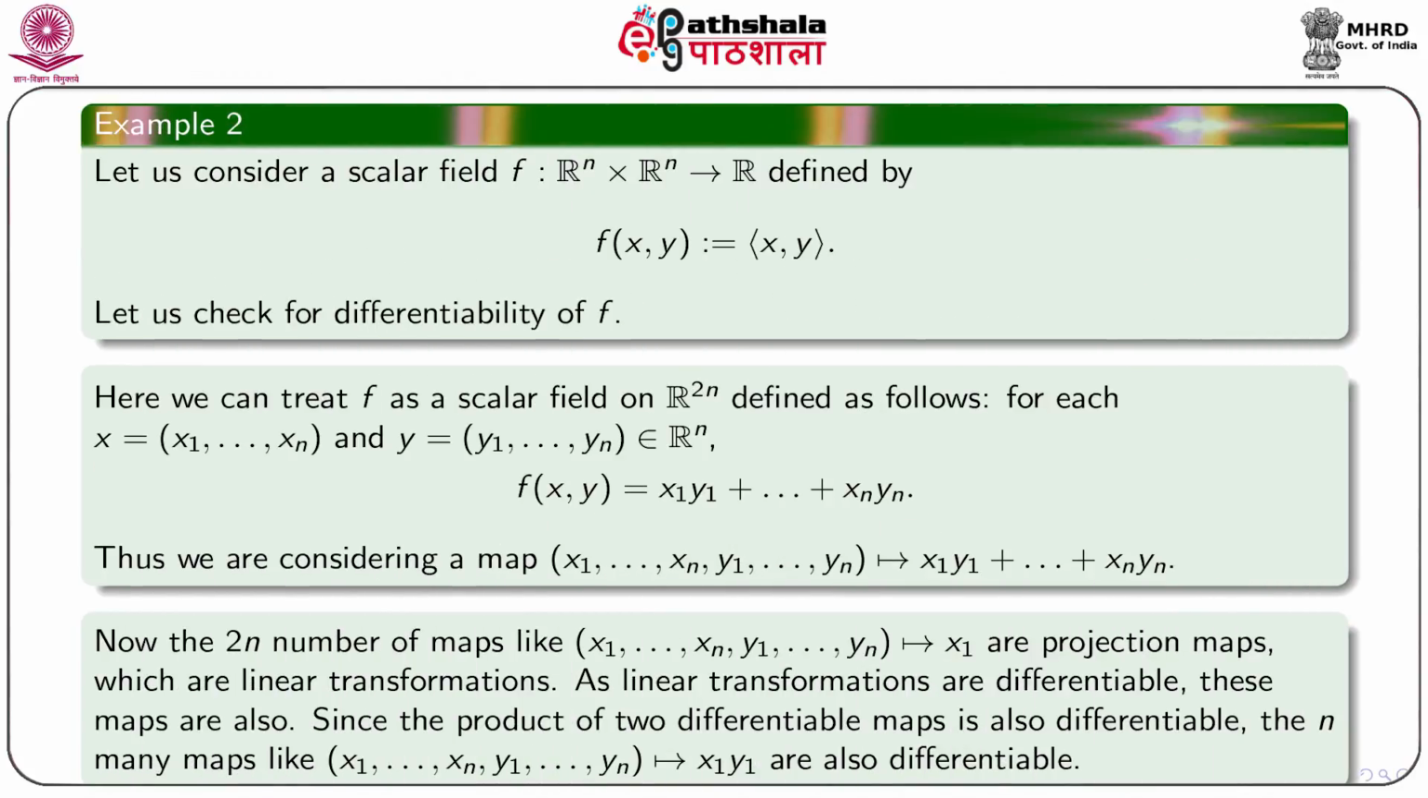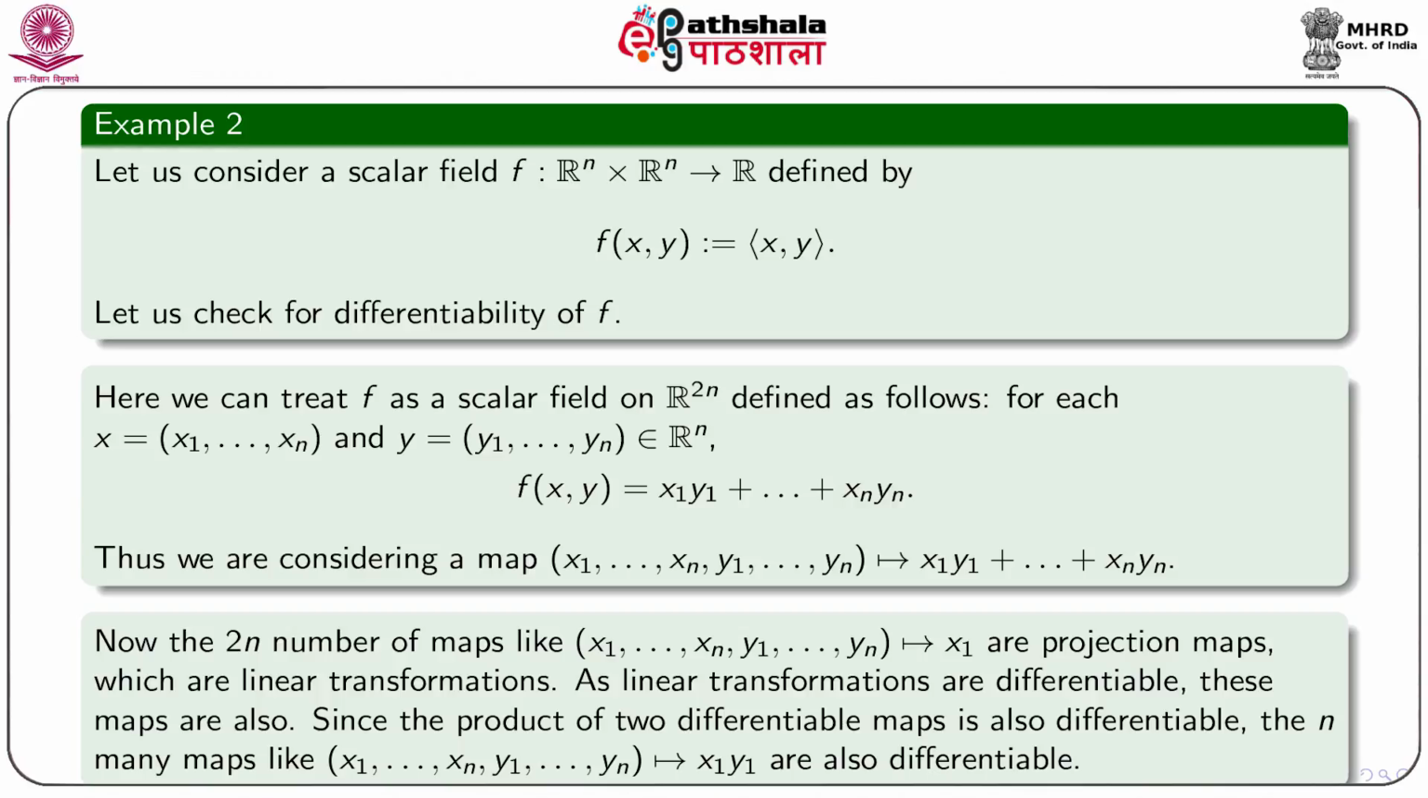We consider another scalar field f defined over the Cartesian product of R^n with itself to R. If (x, y) is any ordered pair in R^n cross R^n, we define f(x, y) as the inner product of x and y. Obviously, f is real valued, and we want to check the differentiability of f.